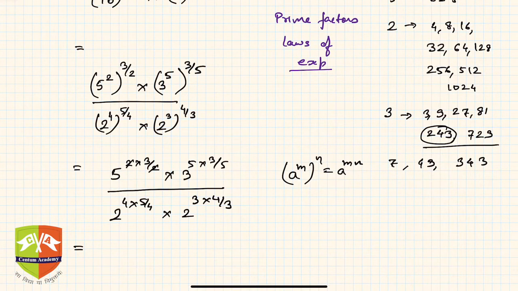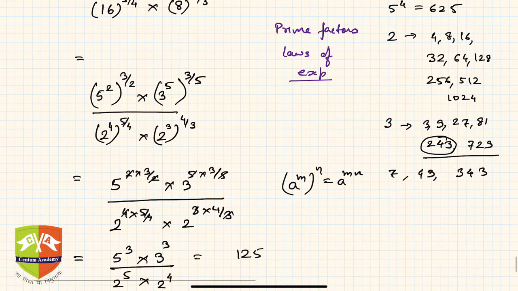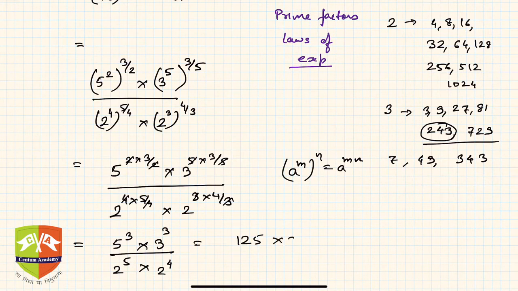So 2 goes, 5 goes, 4 goes, and 3 also goes. So hence I get 5 to the power 3 multiplied by 3 to the power 3 divided by 2 to the power 5 and then divided by 2 to the power 4. Isn't it? This is what you will be getting now. So that means 5 to the power 3 is 125. See, 5 to the power 3 was 125, and 3 to the power 3 is 27.